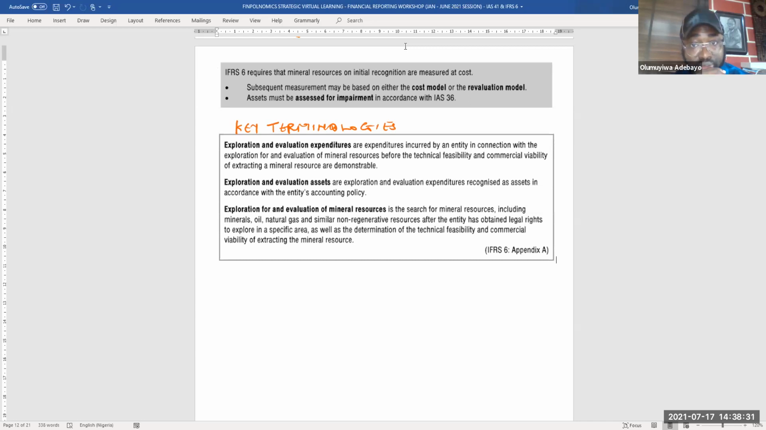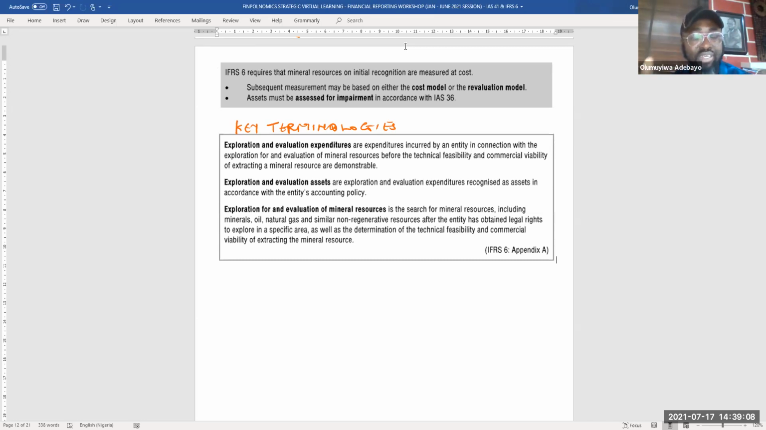And one thing we need to note is that entity must have necessary technical and financial means to extract the resources for us to even consider that E&E as an asset, which means if you have E&E expenditure, but the technical feasibility of moving on further or financial capability of going on with that venture is practically not certain or cannot be attained, that E&E expenditure will not necessarily qualify as E&E assets, and in that case, it will be expensed.